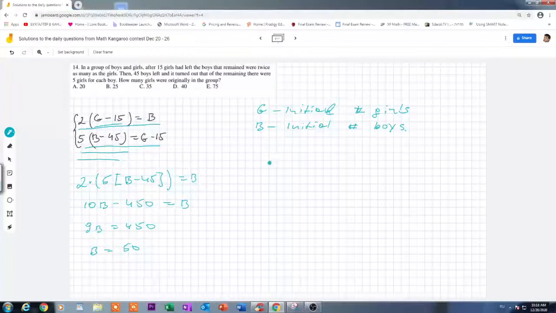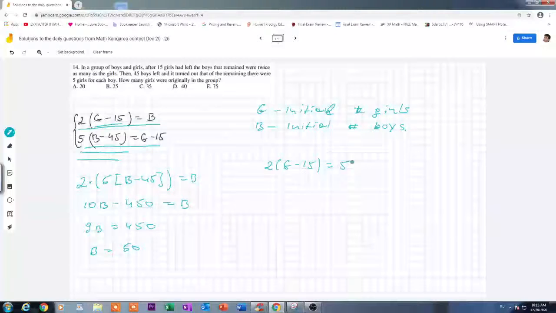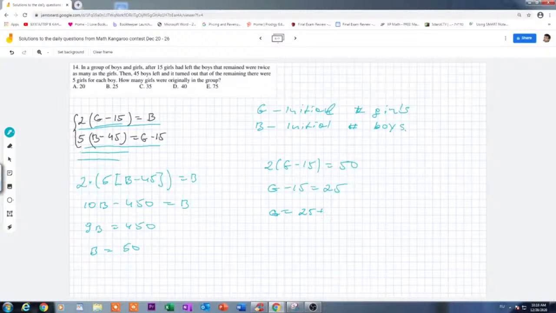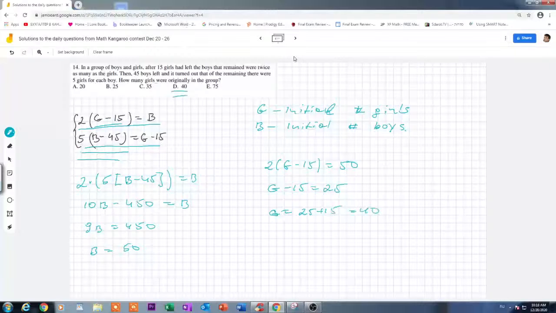And then we substitute 50 into the first equation. So we get g minus 15 equals 50 divided by 2, which is 25. G equals 25 plus 15 equals 40. So number of girls is 40.